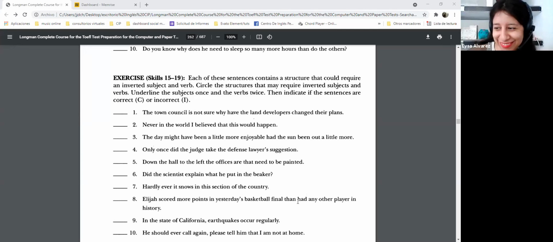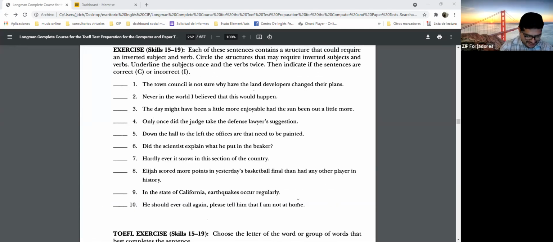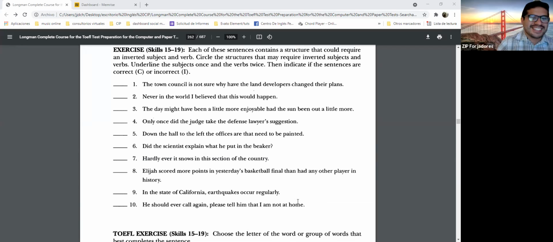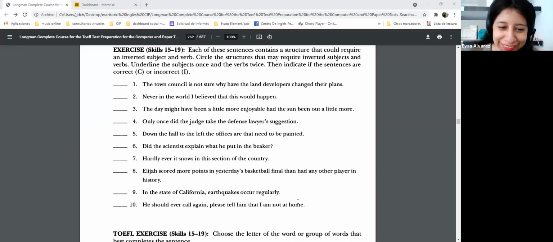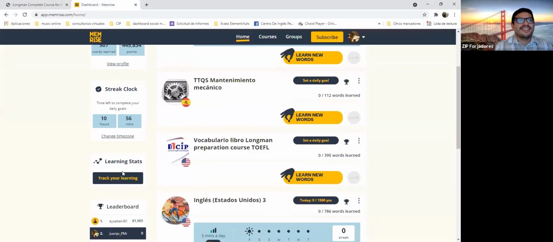The homework, right? Was it this one, skill 1519, or the TOEFL exercise? I did both of them, but to be honest, I didn't check my answers for the TOEFL exercise. Okay, that's good. And I just want to show you very quickly your memorize.